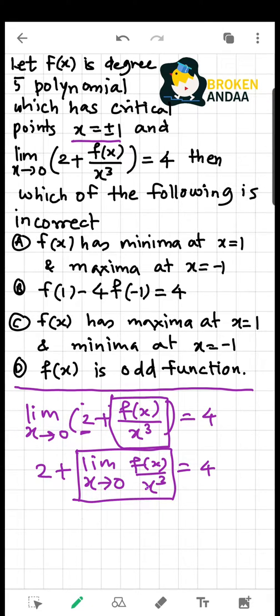For this limit to exist, it's very simple that f(x) must be of the form ax to the power 5 plus bx to the power 4 plus cx cube. We cannot have the terms of x square or x or constant. Why? Because if it gets divided by x cube and limit x tends to 0, the limit will not exist. So for the limit to exist, we can have only these three terms. And why these three? Because the degree is 5. That means the highest power is this one.